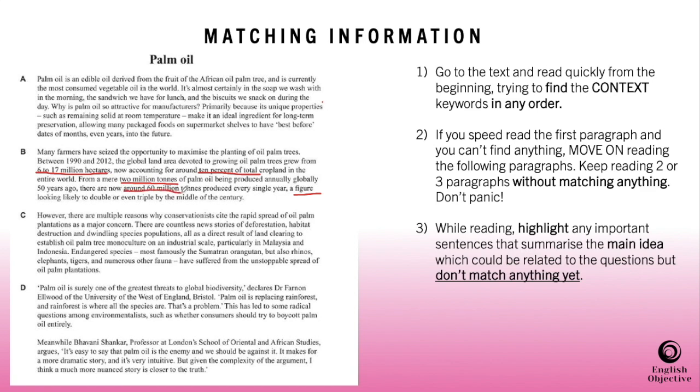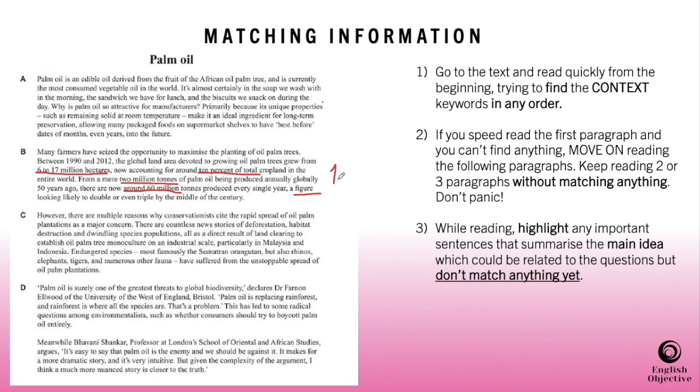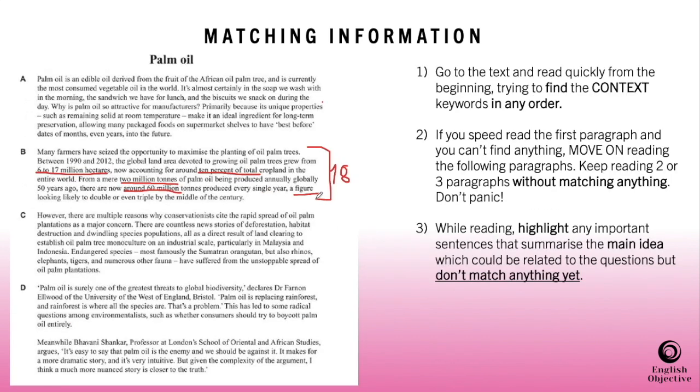So definitely this is something that I remember, and if I go back to the questions, I know that the question is 18, because they talk about figures, and everything that I can see in that paragraph is numbers. If I check with the keywords and they say rapid expansion of the industry, we can see that in paragraph B, right? Because they say maximize the planting of oil palm trees, so to expand, yes.